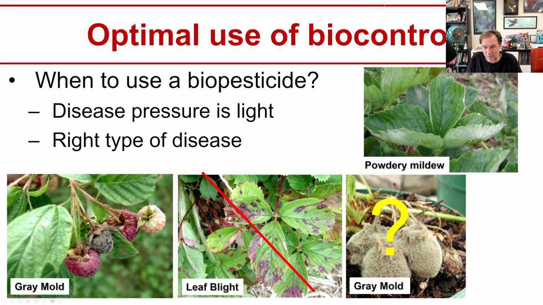What else is good? Powdery mildews are good. Gray mold is good. Botrytis. It doesn't matter if it's a strawberry or an apple. Leaf blight, that fungus might be entrenched a little bit. If it gets too out of control, you're not going to be able to stop this with gray mold. So it's both good and bad. Powdery mildews generally work pretty well with biologicals.